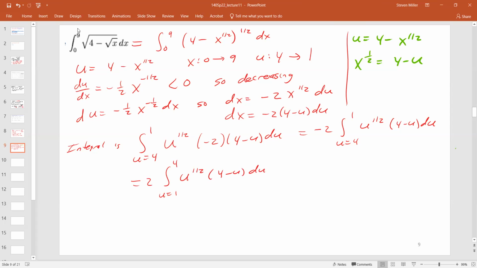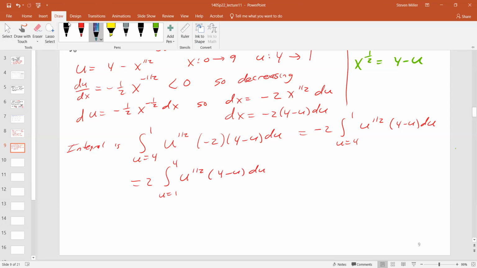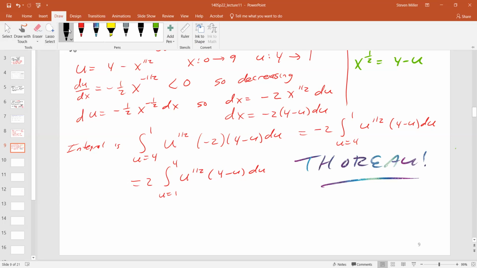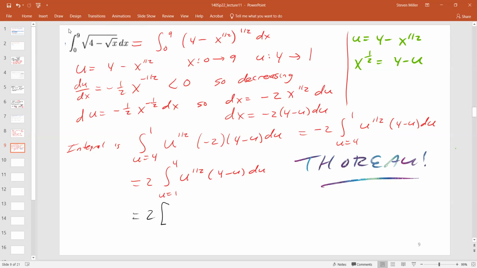Distribute. And who teaches us to distribute? Our favorite New England transcendentalist, Thoreau. Right? So this is now just going to be twice the integral, u goes from 1 to 4, of 4 u to the 1/2 du, minus the integral, u goes from 1 to 4, of u to the 3/2 du.